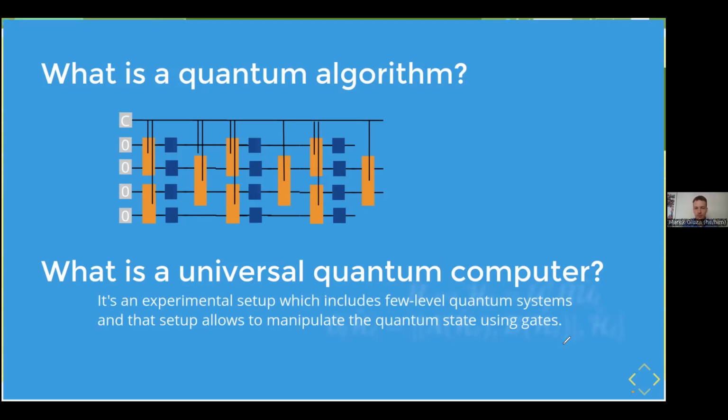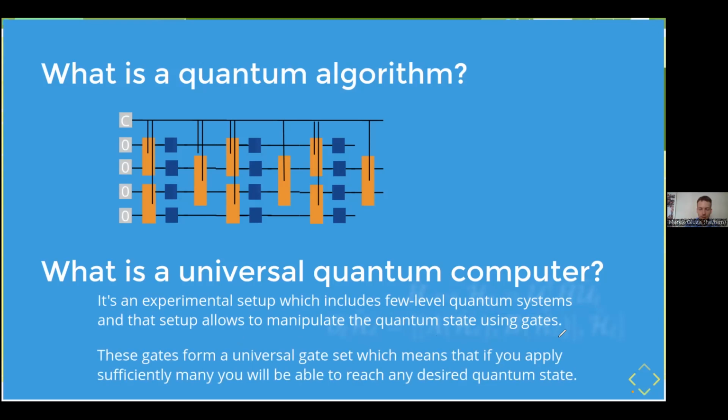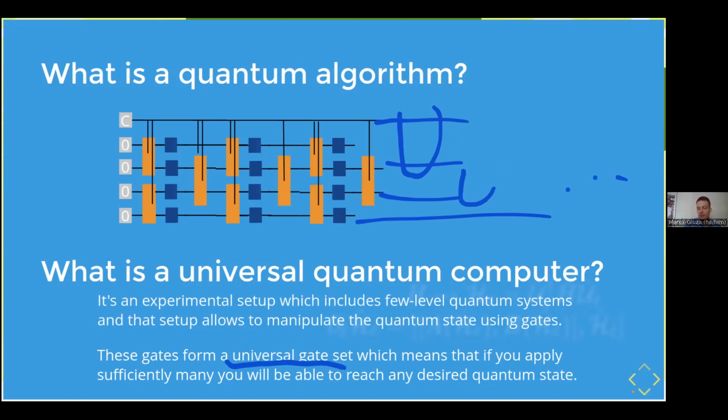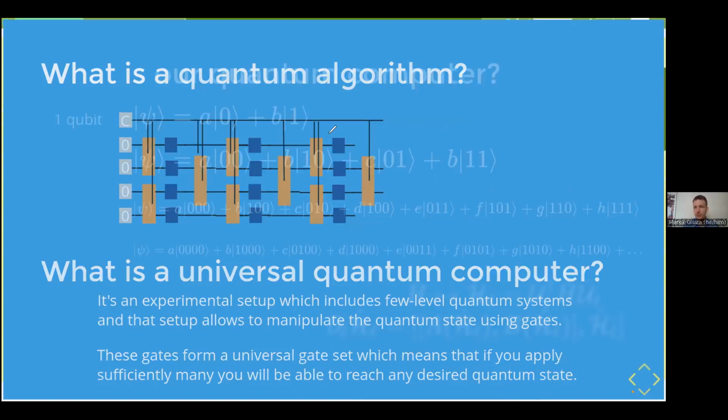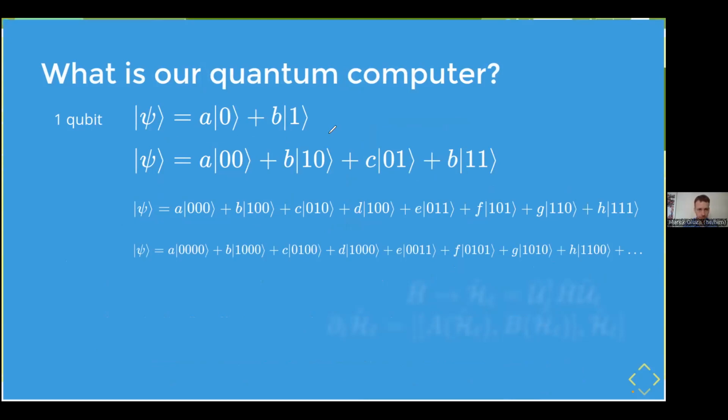A universal quantum computer is some system where you have few level quantum systems, and then you can manipulate those quantum states using gates and couple them together. These gates form a universal gate set. That's an important term. Let's say you extend this circuit forever, then you will be able to reach any desired state using only those simple components. That's the idea of the universal gate set, that it allows you, in principle, to do everything possible. We will see examples of such gates today.